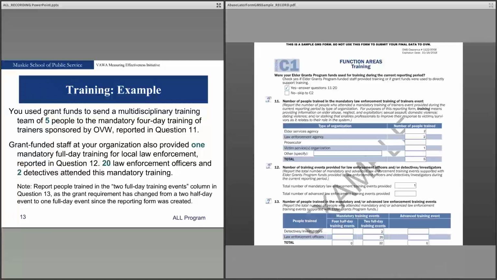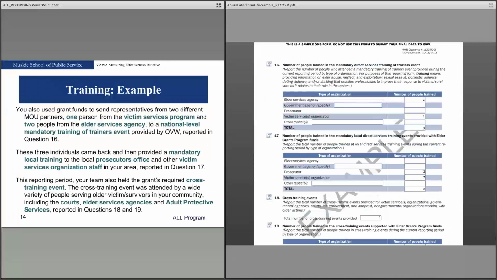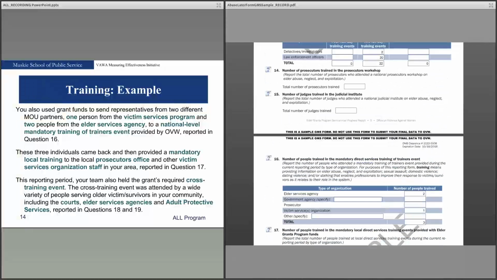If grantees used their funds to bring national experts to their communities to provide advanced training for detectives and investigators, report the total number of advanced law enforcement training events provided to law enforcement officers and detectives and investigators. We did not include this in our example, but it is part of the same question, question 13. In the next portion of our example, we are going to look at questions 14 and 15.